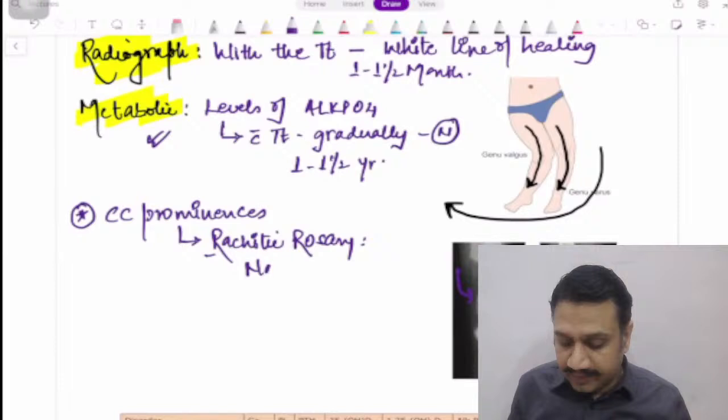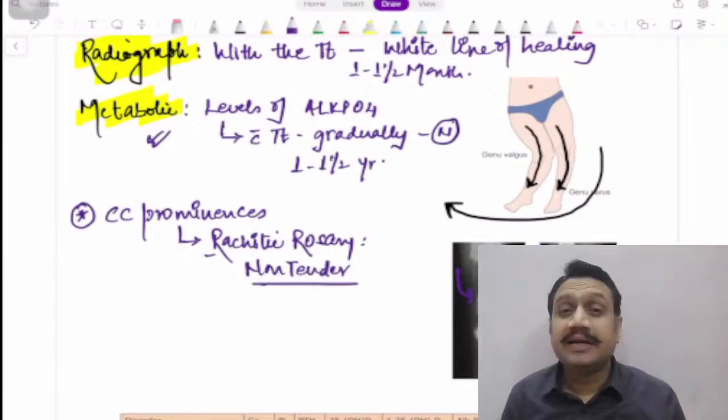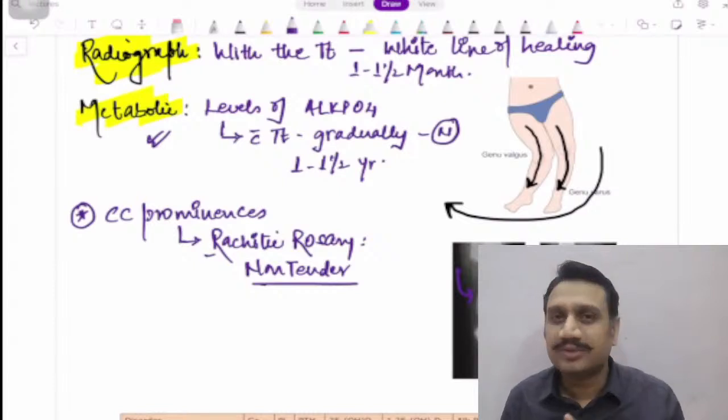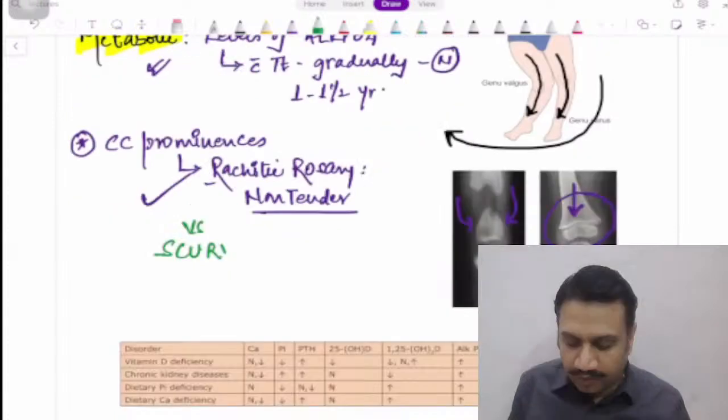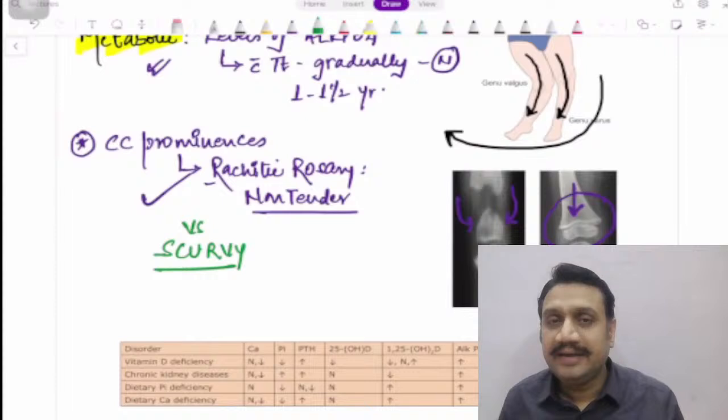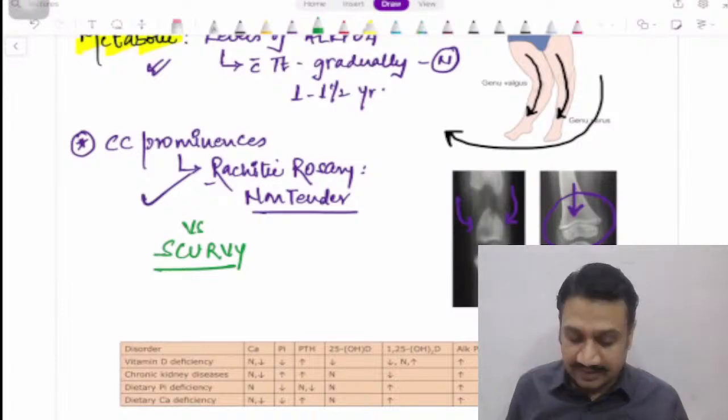And how does it make a difference in the patients presenting to us in the OPD? Rickets and scurvy patients may mimic each other. In rickets, we have the costochondral prominences which are non-tender, versus scurvy, which, as you all know, is a collagen problem, a type 1 collagen defect. There the bleeding tendencies are there, and therefore the costochondral prominences are actually tender. That is one difference.